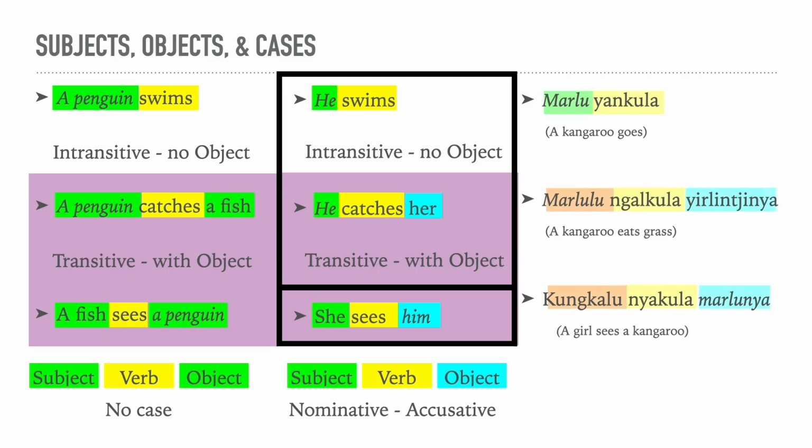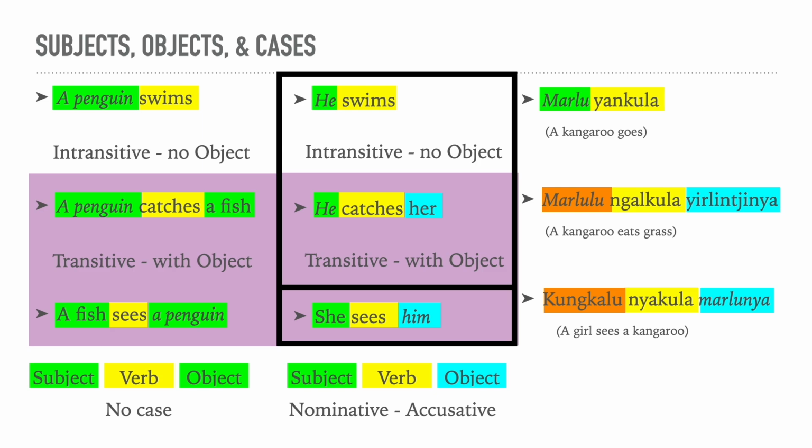We can also see that in the second two examples, that lu is still there. In the first of these two, a kangaroo eats grass, marlulu, it's the kangaroo doing it. But in the third example, kunka, which means a girl or a woman, kunkalu. So they're doing something to something else, grass or the kangaroo. But in the first example, marlu, there's no lu, because they're not doing it to anyone or anything. So what's going on here?